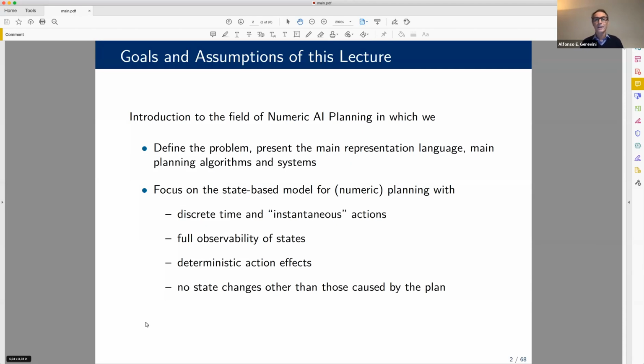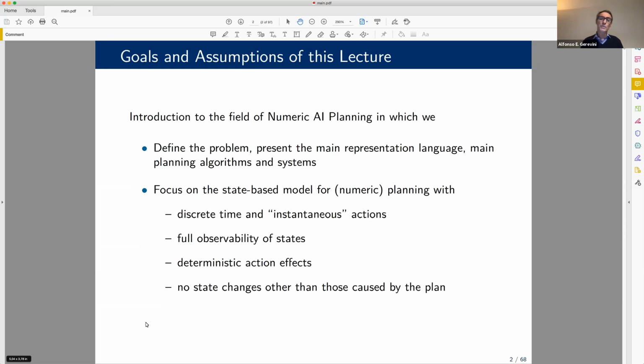support numeric AI planning. In this lecture, we will focus on the so-called state-based model of planning, which makes some stronger assumptions, such as that time is not explicitly modeled, it's discrete, and actions don't have a duration; they are instantaneous. Of course, we can then extend this model to include also temporal information, but to have the lecture clear, we will consider only the numeric information in this presentation.